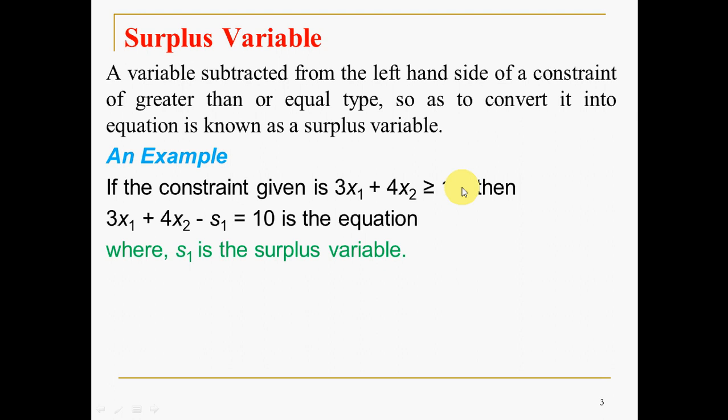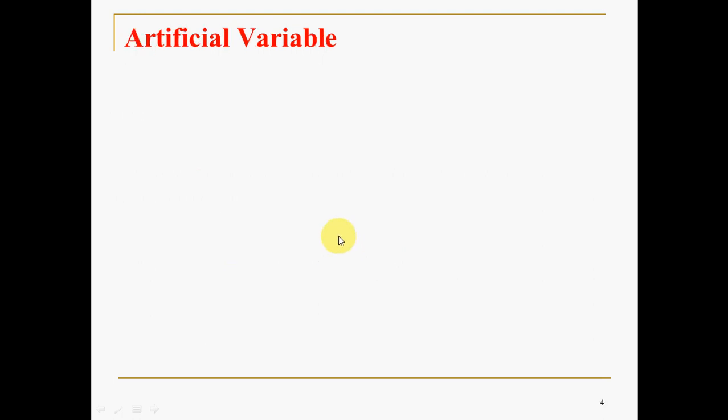So this is the constraint. To treat this as an equation, you need to subtract something, because the LHS is more than the RHS, hence you have to subtract something from the LHS. That's what a surplus variable is about. Here the LHS is greater than the RHS, hence to count this as an equation, something is to be subtracted from the LHS. Such a variable is called a surplus variable.